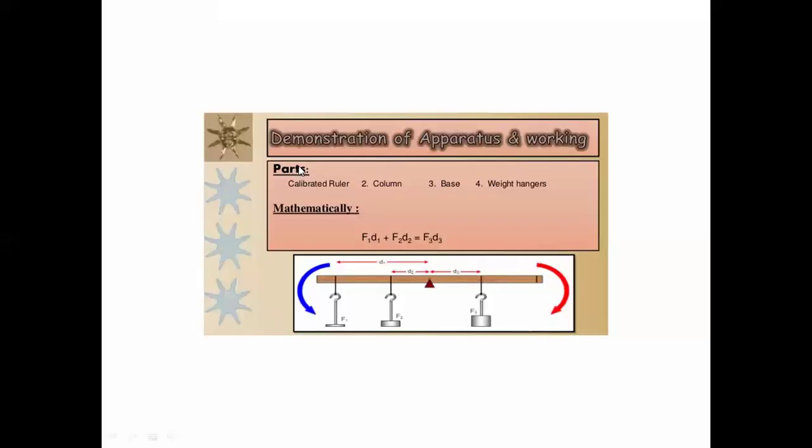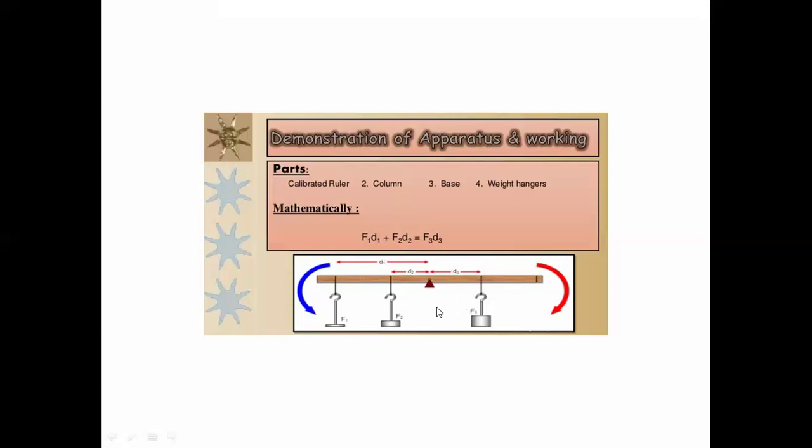Let us see if it is included in this. So demonstration of the apparatus. You can have a meter rule and it is pivoted, and we can have one or two masses suspended at one end, and here one heavier mass is suspended at the other end. So for this to be in equilibrium, there are two anti-clockwise moments and one clockwise moment. So F1 and F2 are causing anti-clockwise moment, whereas F3 is causing clockwise. So F1 into D1 plus F2 into D2 is equal to F3 into D3.